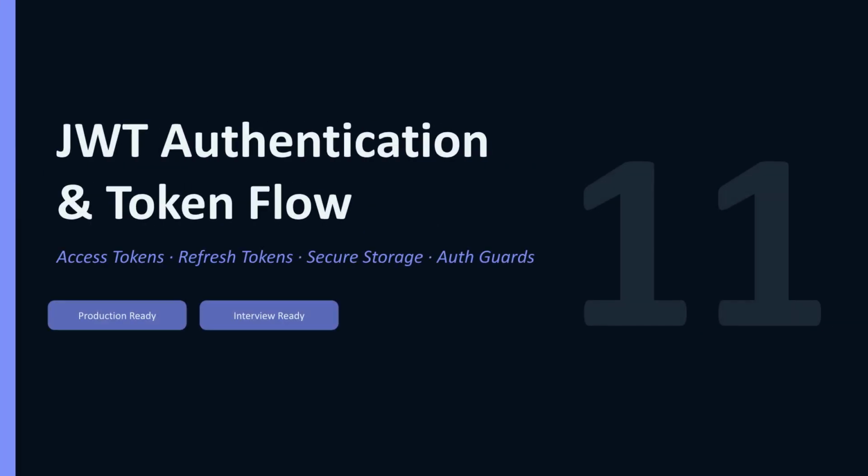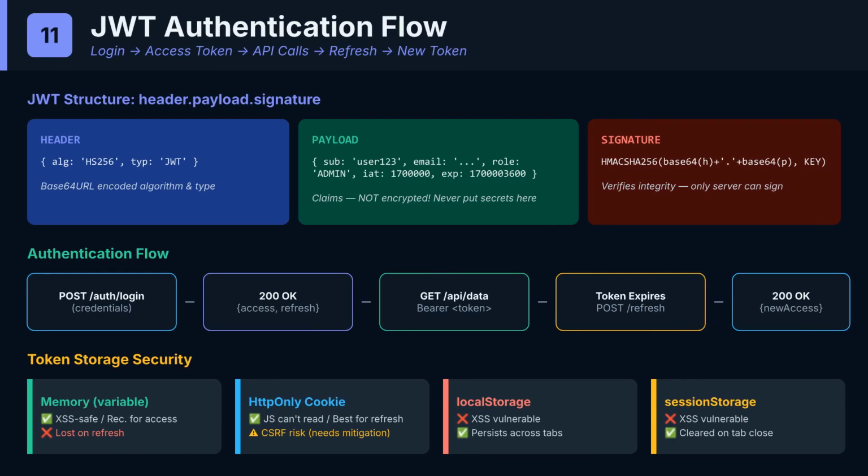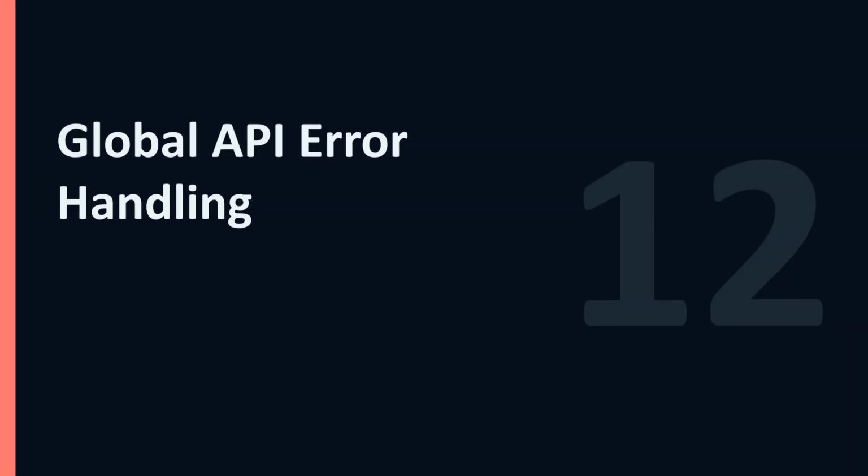We'll examine access and refresh tokens, secure storage options, and implementing auth guards for robust security. JWTs are composed of a header, payload, and signature. The payload is readable. Never store secrets there. For token storage, use in-memory variables for access tokens and HTTP-only cookies for refresh tokens to mitigate XSS and CSRF risks. Now, let's explore global API error handling.